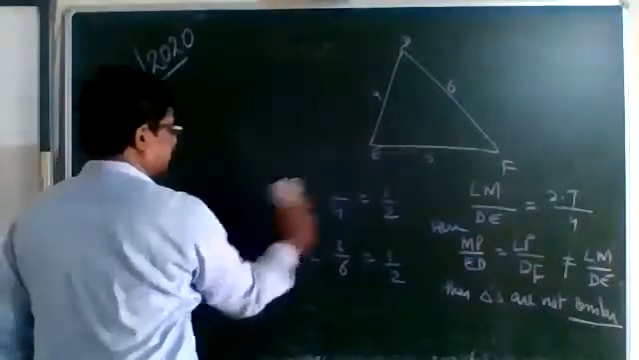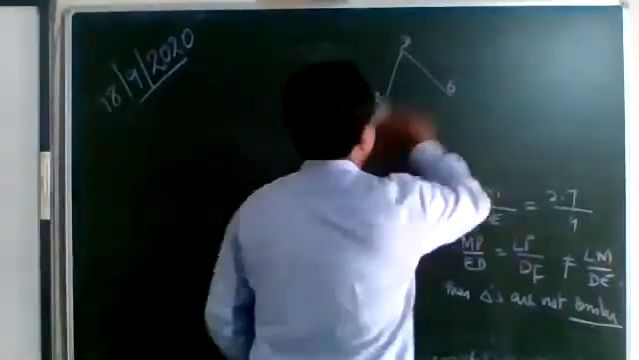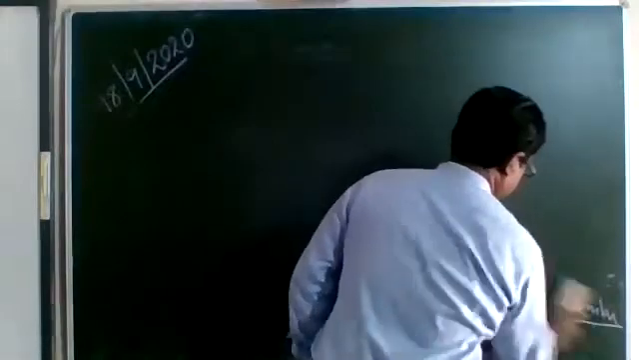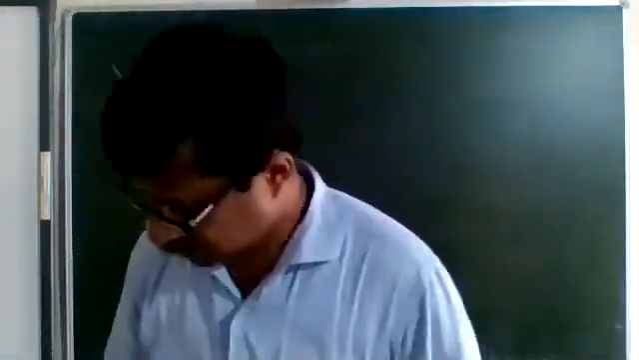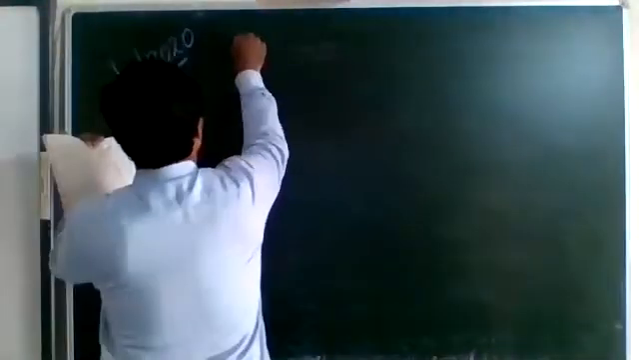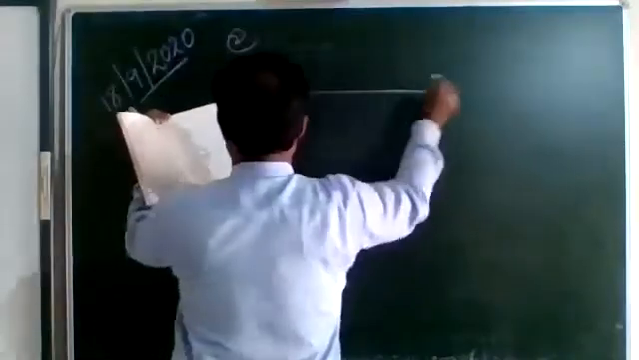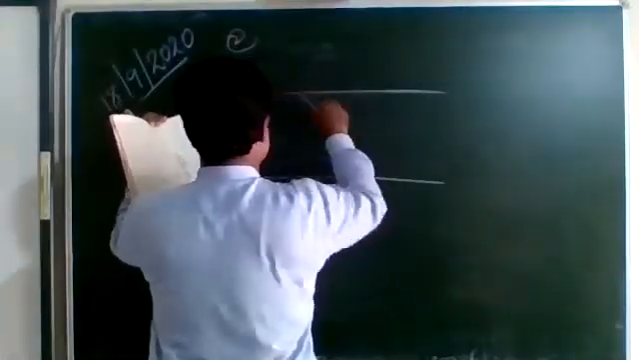Now the next one is... in this way we can say the triangles are similar. We are moving to the next question. One diagram is given, same question we are doing. We are not going into all the questions.